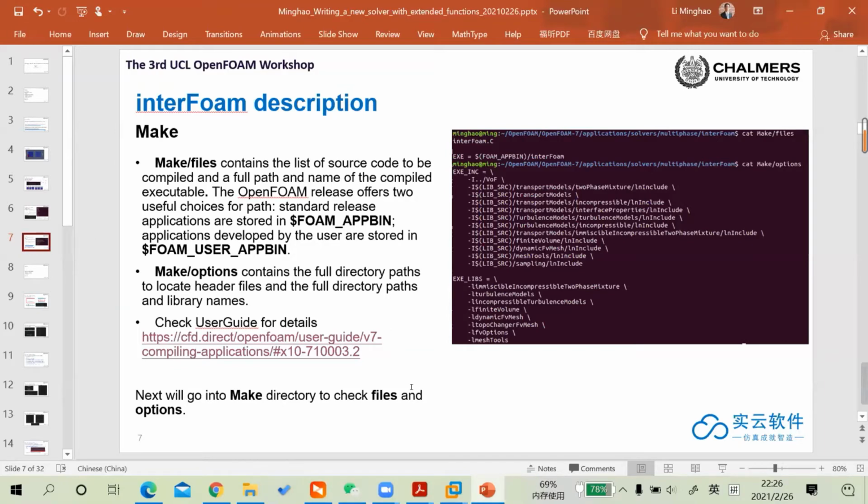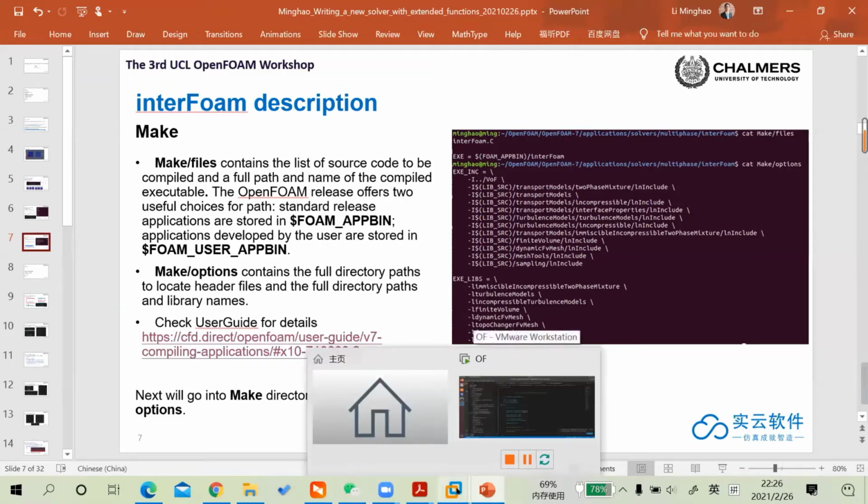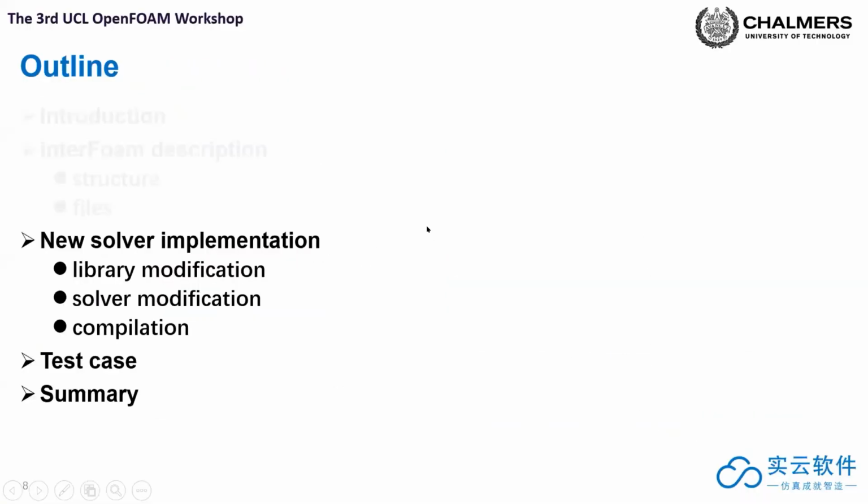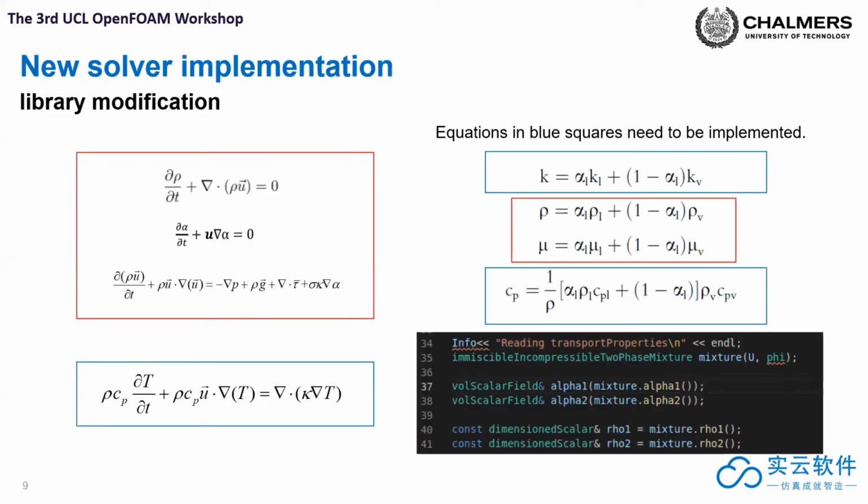Okay, so the next step is to tell you about how to do this solver implementation. So first, the governing equation in this red box is the default, or this original Interform equations, and now we want to add this temperature equation to this one.